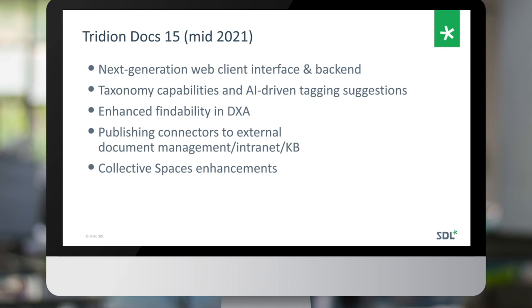So this next generation web client interface, new UX, but of course the new backend, the new architecture to make it much more efficient, to make it work better in the cloud, to make it behave nicer on your on-premise installations and everything, and more upgrade friendly. The taxonomy capabilities I've just mentioned, along with the enhanced findability, the publishing connectors I mentioned as well. This is going to improve a lot of people's lives.